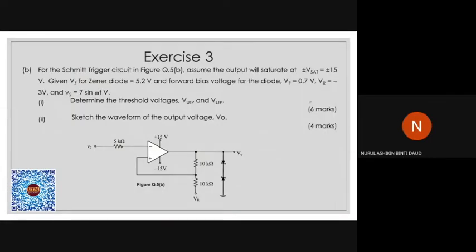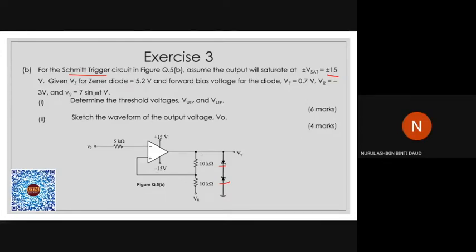Exercise 3 is a bit complicated because this one already has a Zener diode. If you look here, there is a combination with a Zener diode. So this is the Schmitt trigger circuit. Assume the output will saturate at positive and negative 15 volts.